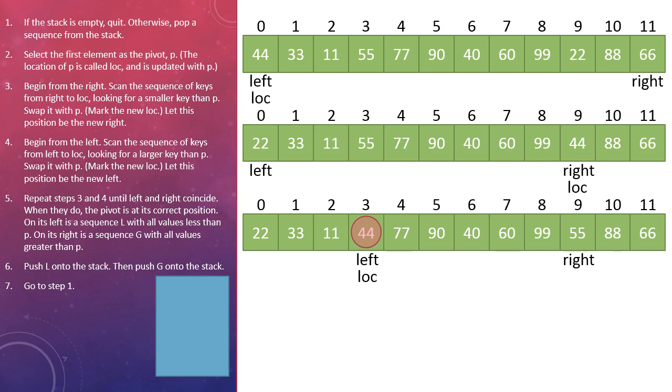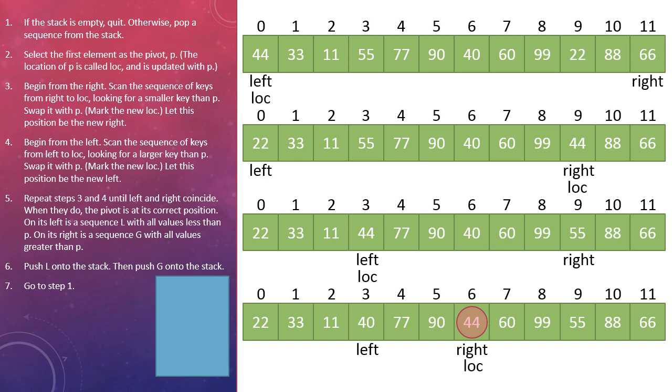Now I will scan from the right, looking for a smaller element than the pivot element. So 55 is not smaller, 99 is not smaller, 60 is not smaller, but 40 is. So swap 44 and 40. This is what we get. Lock is now pointing to 6 because 6 contains 44. Right has been updated to the previous position of 40, which has now been swapped with 44.